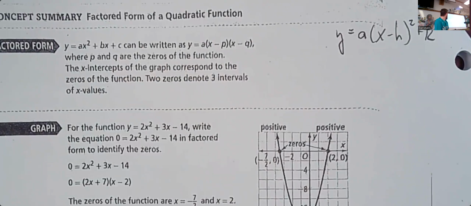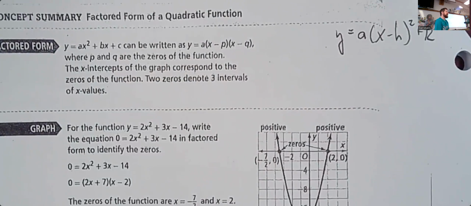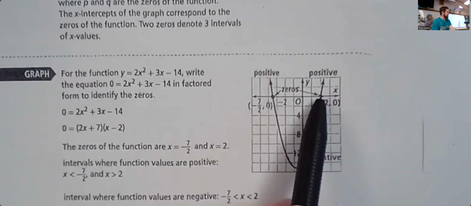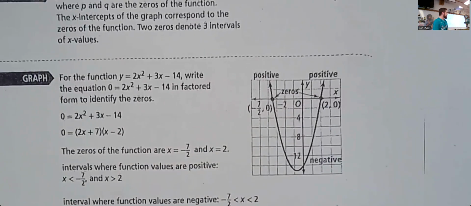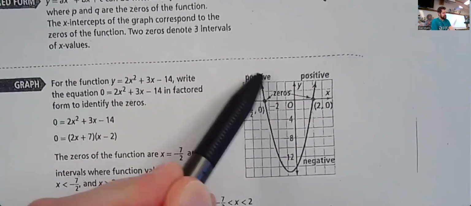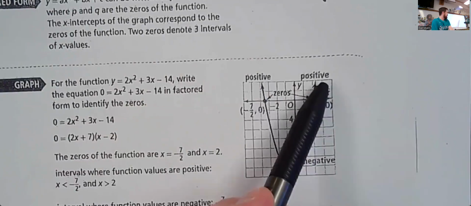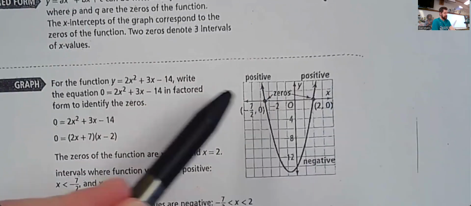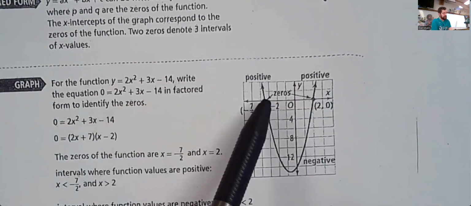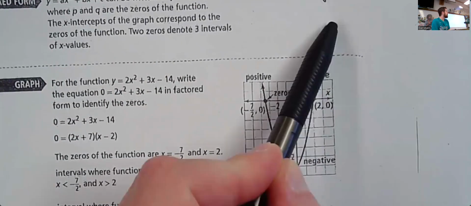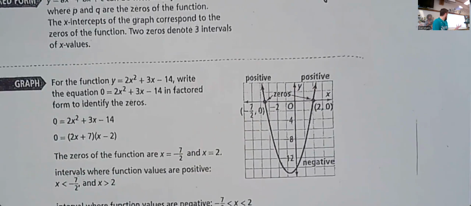Two zeros denote three intervals of x values. What do you think that means? We'll talk about it right here. Here's a zero. Here's a zero. Intervals are basically what's happening to the left of the first zero, what's happening in between the two zeros, and what's happening to the right of the other zero. So you have one interval here that goes up forever there. You have another interval in between where it comes down and then goes back up. And then you have a third interval after this zero where it's going up forever. So that's what it means when you have three intervals.